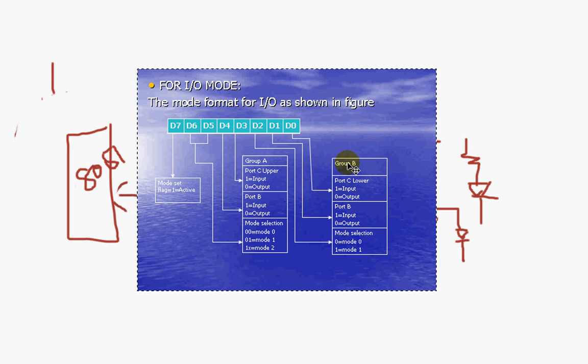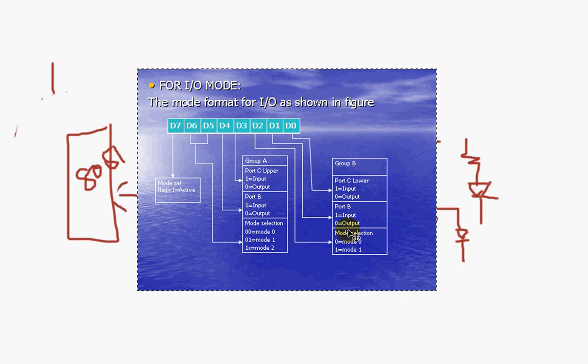So these 3 bits are in group B. Coming to D3, D4, D5, D6, these 4 bits are in group A. D3 is for port C upper, input or output, D4 is for port A, whether input or output, and D5, D6 select mode 0, mode 1 or mode 2. By default you select mode 0. Together these bits D3 to D6 we call group A, and D7 by default is 0 for conventional mode 0, so you make it 0 and work it out.